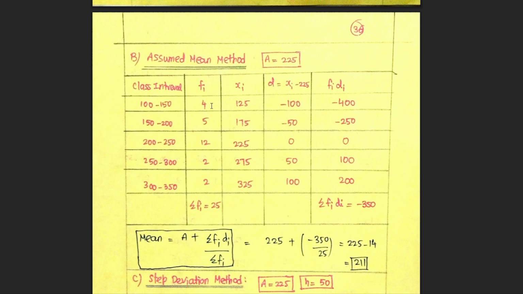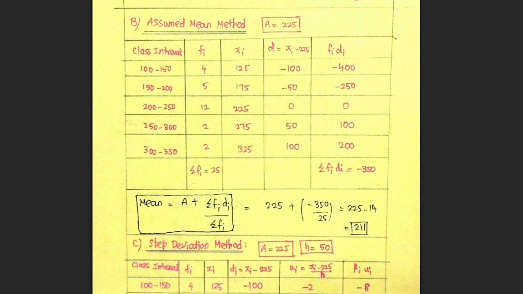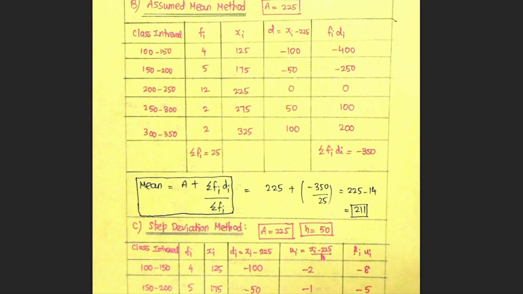Now you multiply fi with di: minus 400, minus 250, 0, 100 and 200. Add all these, you get minus 350. Add all the frequencies, you get 25. The formula for the assumed mean method is a, which is 225, plus this value divided by this value. So 225 plus minus 350 by 25. You get the same answer. For every method you use, either direct, assumed mean or step deviation, the final answer will be the same. So 225 minus 14 is 211. That is the answer.